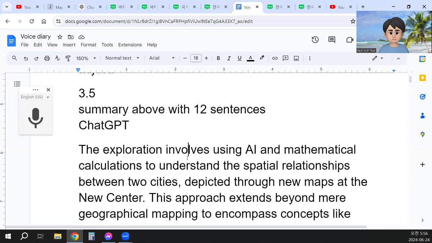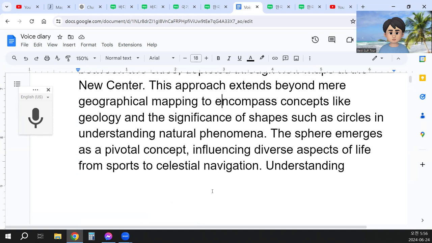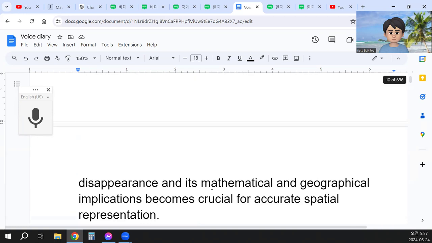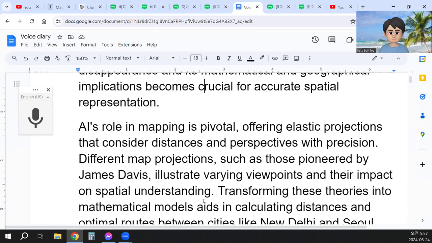the exploration involves using AI and mathematical technology to understand the spatial relationship between two cities depicted through the map at the center. This approach extends beyond mere geographical mapping to encompass concepts like geology and the significance of shapes such as the circle in understanding the sphere, which emerges as a pivotal concept, comprising diverse aspects of life from sport to celestial navigation. Understanding this and its mathematical and geographical implications becomes crucial for accurate spatial representation.